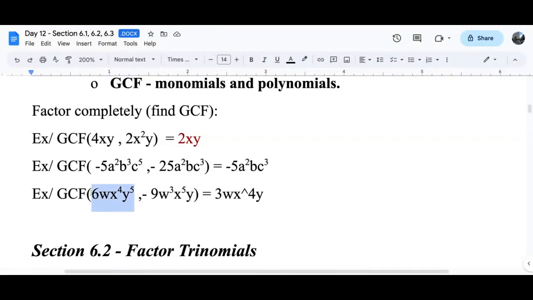Let's see the greatest common factor of this one and this one. Again, 3 is a common factor. W is a common factor. X raised to the 4th is a common factor. Then Y is a common factor. So when we look for common factors, we're looking for the lowest exponent. So 3 as a factor, W as a factor, X to the 4th as a factor, then just Y, right? So 3W, X to the 4th power, Y is the greatest common factor.